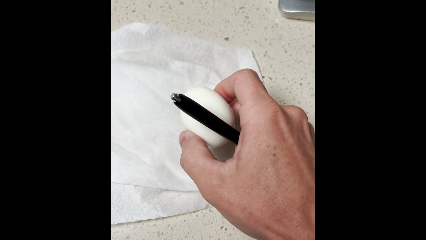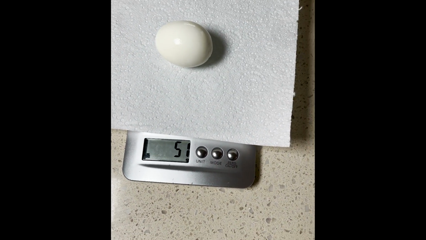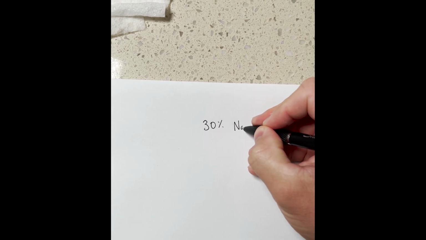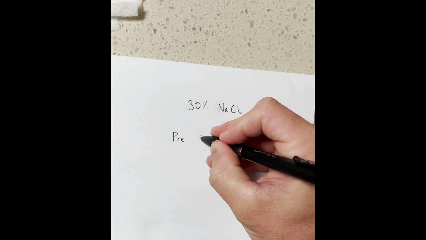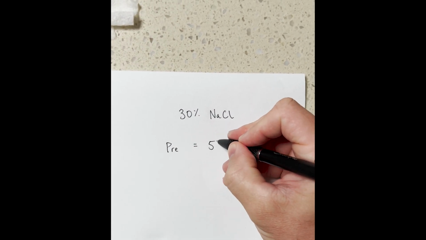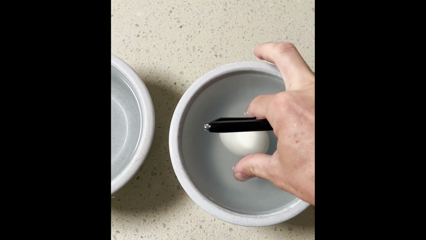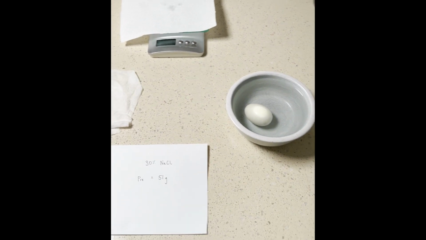Now let's take that second egg, let's weigh it. And you can see it weighs 51 grams. So for the 30% sodium chloride, before we chuck it in, it weighed 51 grams. So now let's take this egg and chuck it into the 30% sodium chloride. Now all we need to do is pretty much sit back and wait and see what happens.